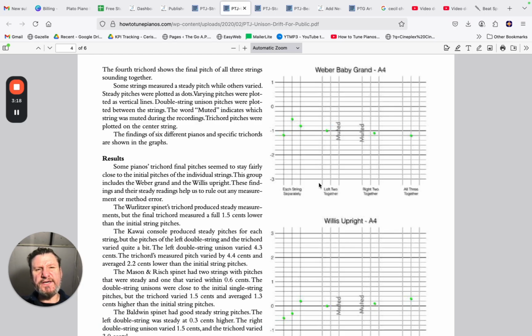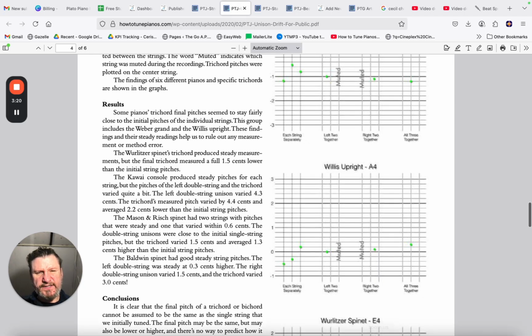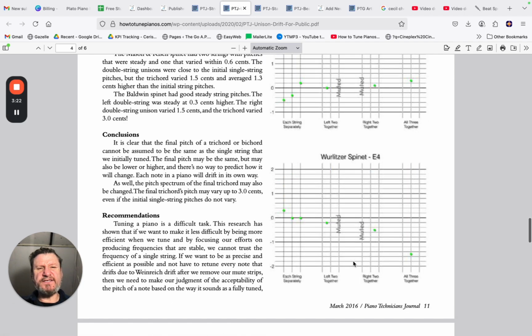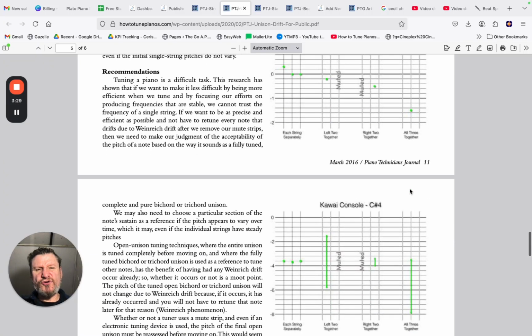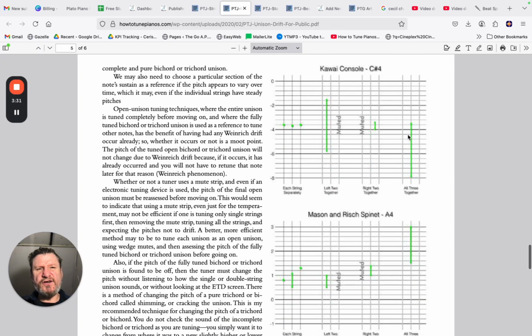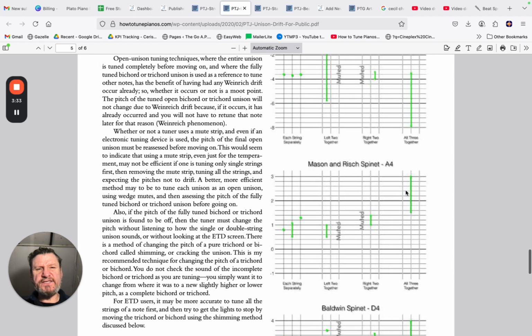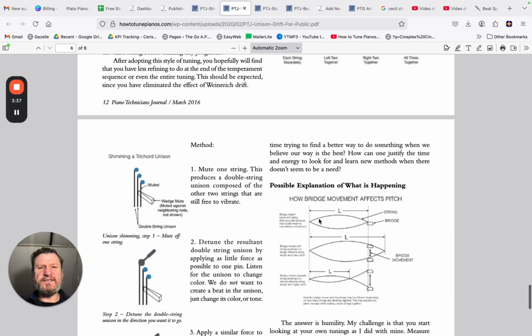And this is what we would expect. This is what we would expect, but sometimes this is what we get. Tune all three so that they're all at the same pitch, play them together, and the pitch drops. Or the pitch starts sliding around, or the pitch slides around and it's sharp. So this article explains that.